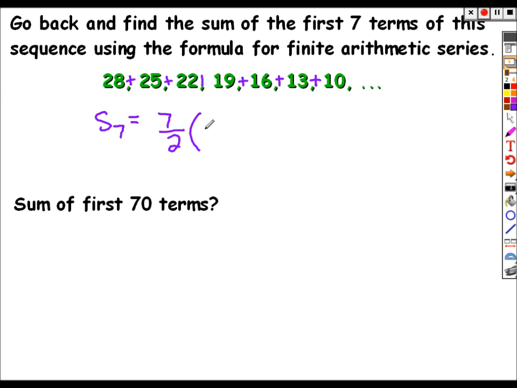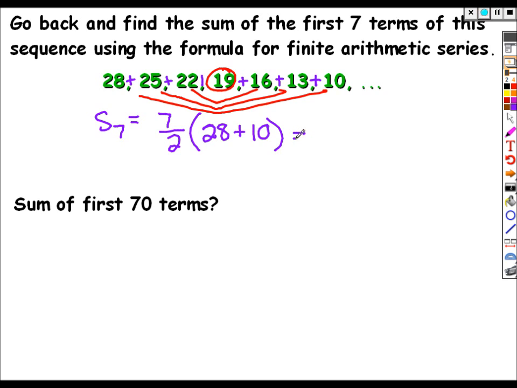The first number in the sequence that I'm summing is 28. The last number is 10. So I would have 3.5 pairs that add to 38. So let's check it out. 28 plus 10, that's 38. 25 plus 13 is 38. 22 plus 16 is 38. And hey, this is half of 38. So if I take 3.5 times 38, that gives me the sum that I found on the first page. And this should very quickly allow you to find the sum of the first 70 terms.